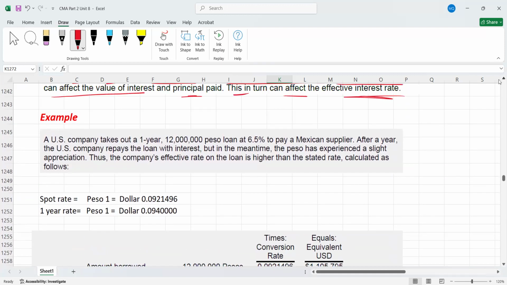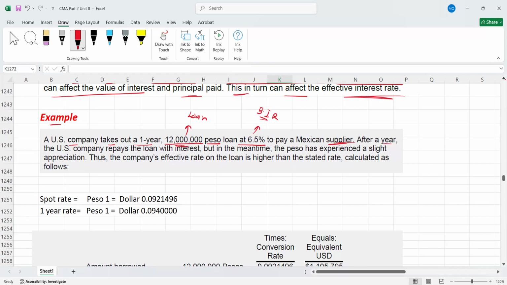This is the example we have. For example, a US company takes out a 1 year loan. The value of the loan is how much? 12 million pesos. This is the loan value, at 6.5%. And this is the rate of interest which the bank has agreed with you, the bank interest rate, 6.5%, to pay a Mexican supplier. Why are we taking this loan? Because we may have to pay a Mexican supplier.